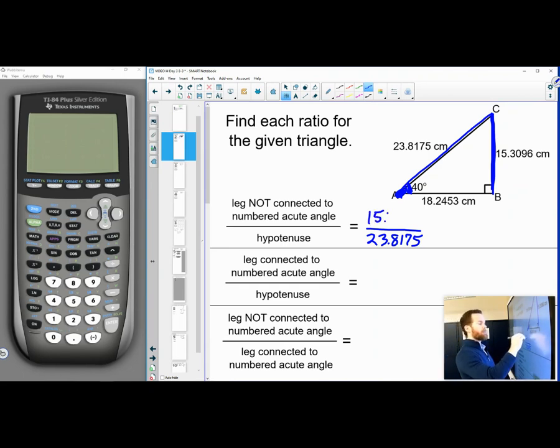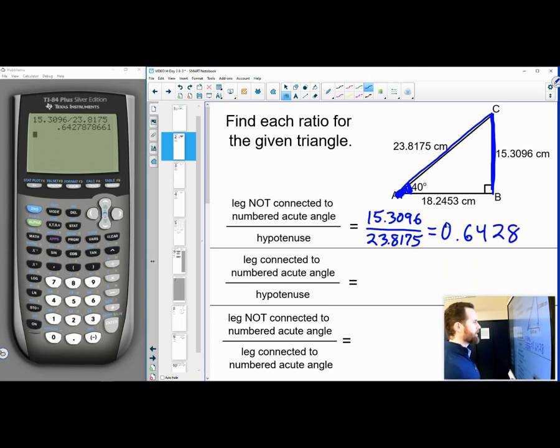It's going to be 15.3096. And now we just need to plug that into the calculator to see what we get when we divide. So it's going to be 15.3096 divided by 23.8175. Did I type that correctly? 15.3096, 23.8175. Then we're going to hit enter, and we get 0.642, and we'll round that up to an 8. So that's our first ratio here. That's the first decimal we get.